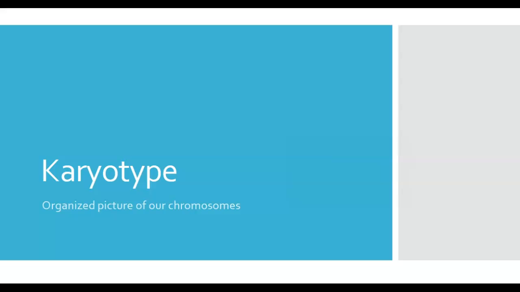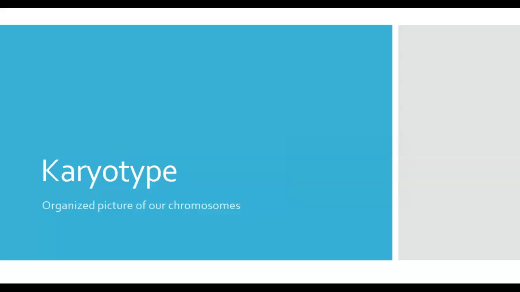So in order to make sure that all of our new offspring have the right amount of chromosomes, our sex cells go through meiosis in order to basically cut the amount of chromosomes in half. They're the only cells in the body that do that. So that kind of leads us to our topic today, which is karyotypes.